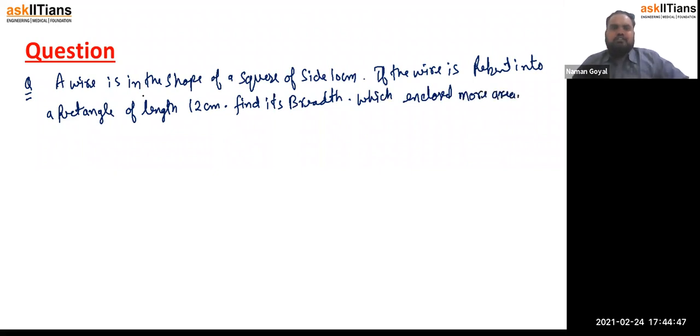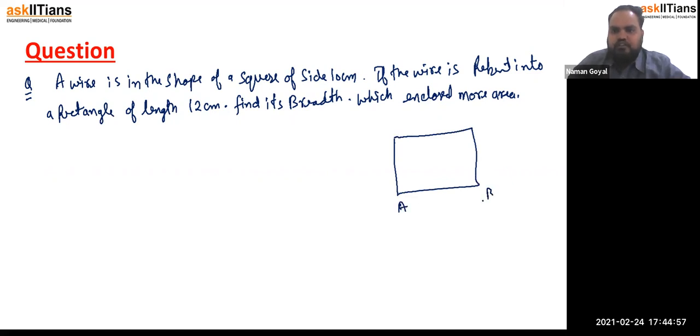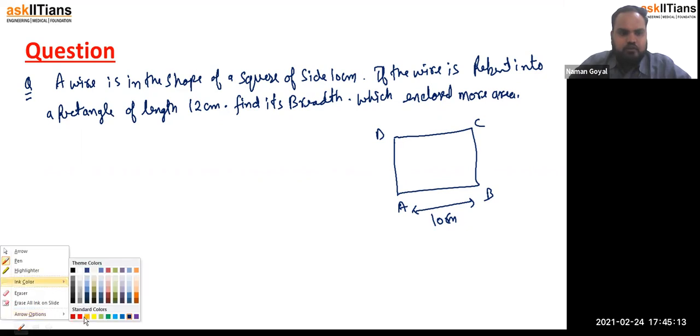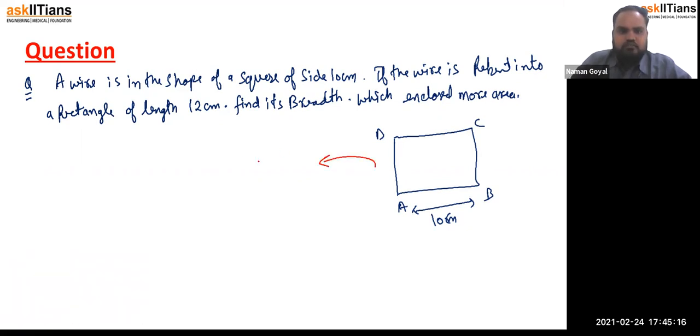Okay, now see, there is a wire in the shape of a square of side 10 centimeter. ABCD is a wire in the shape of a square which has length 10 centimeter. Now what I do, I just break the wire from point D and straighten it, and after that I make a rectangle like this, PQRS.